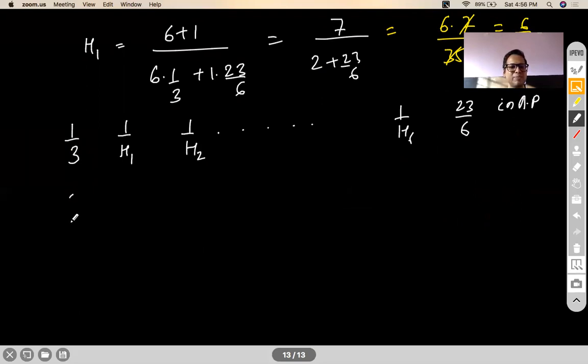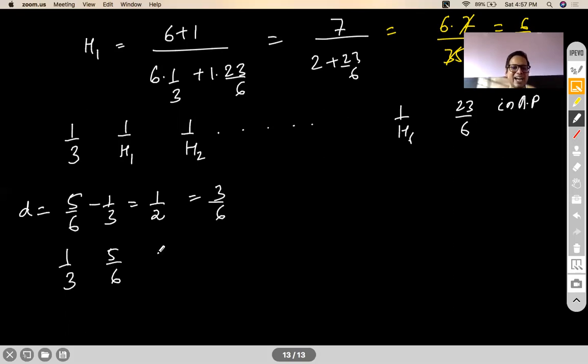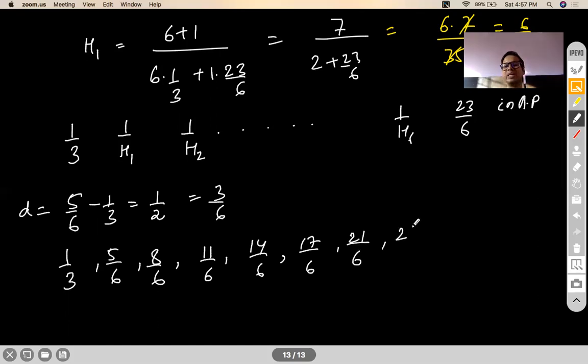The common difference will be 5 by 6 minus 1 by 3. How much is this? This is half. Correct? So keep adding half to the answer. 1 by 3, when you added half, you got 5 by 6. Treat this as 3 by 6. Again add 3 by 6, you'll get 8 by 6, then 11 by 6, 14 by 6, 17 by 6, 20 by 6, and finally 23 by 6. Correct?